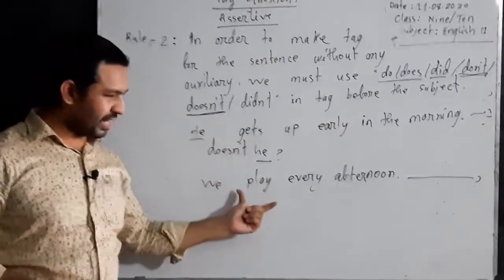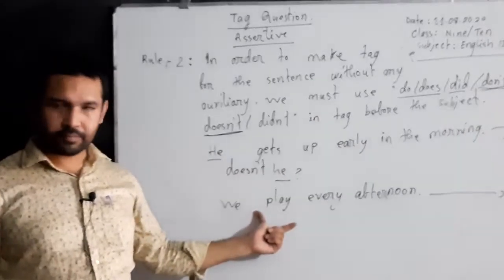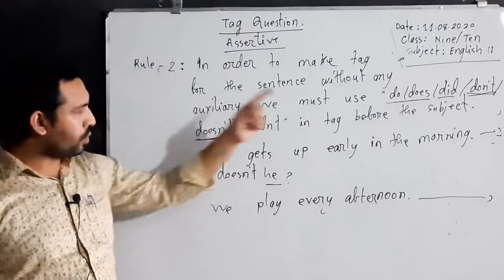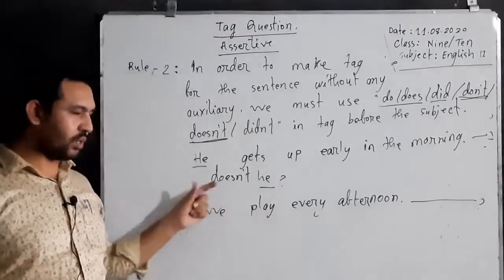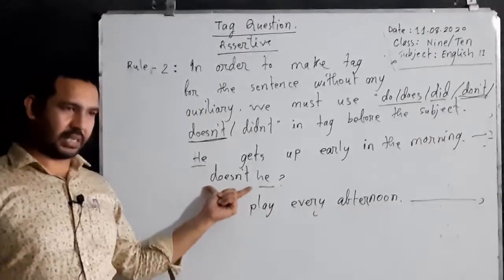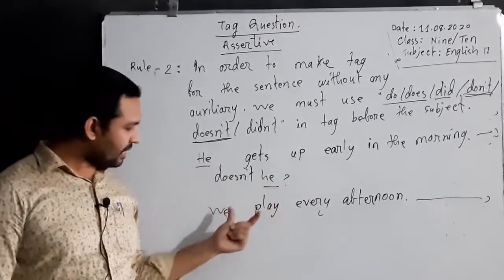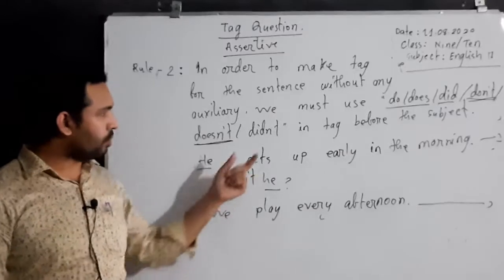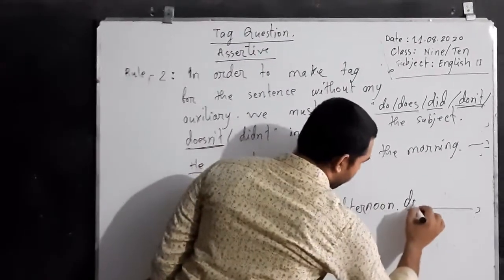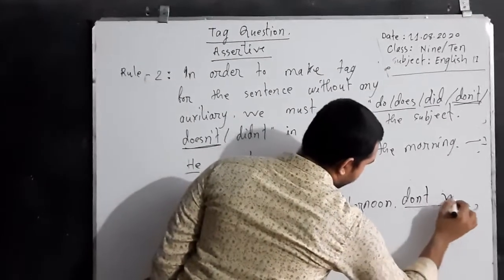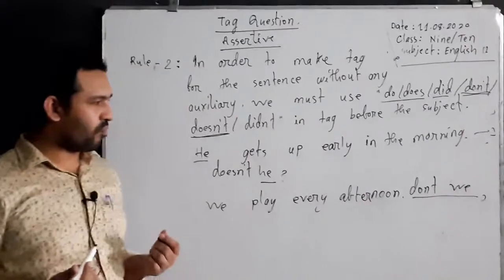It is in present tense, present form, and it is in affirmative form. So we should use don't or doesn't. In the previous sentence, we used doesn't because of the subject he. But in this sentence, we should use don't because don't we. Because we is a first person.